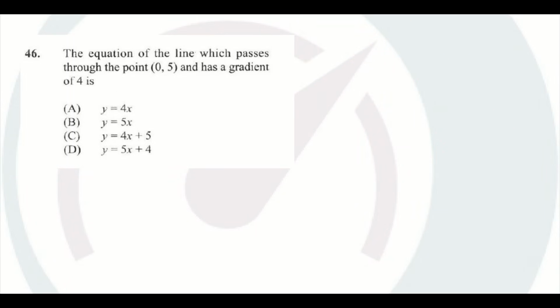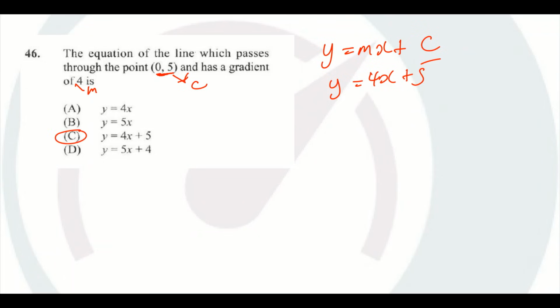Alright, the equation of the line which passes through the point (0, 5) has the gradient 4. Now we know that the equation of a straight line takes the form of y equals mx plus c. You know that from this is (0, 5). (0, 5) automatically gives you the value of c, which is our y-intercept. So that's our c, and we know our m here is 4. So we can easily plug in y equals 4x plus 5. And which one matches that one? C.